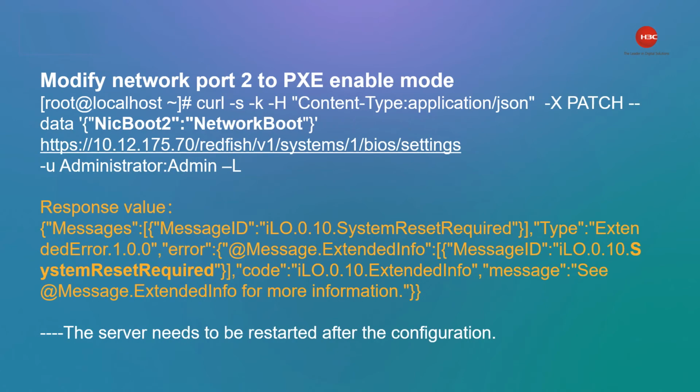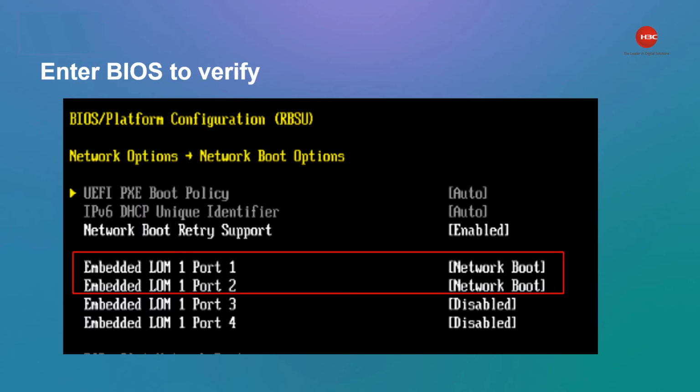Then we use RedFish to modify network port number 2 to PXE enabled mode. After the modification is completed, the server needs to be restarted to take effect. Finally, we enter the BIOS to check if RedFish has modified the configuration. It seems to be effective.